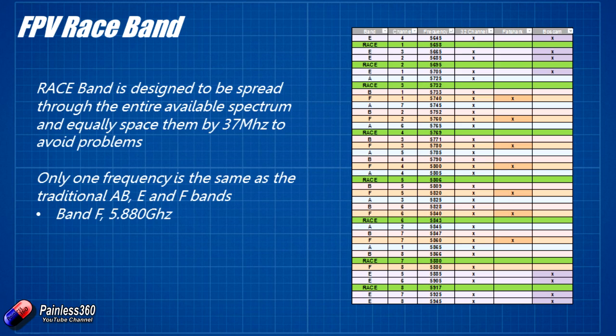Interestingly, there is only one overlap between these frequencies for the race band and the more traditional A, B, E and F frequencies. Although some of them are very, very close indeed, and you might be able to pick them up by tuning your 32-channel receiver to the nearest one, there is one that's the same. And race band 7 towards the bottom is actually the same frequency, 5.88 gigahertz, as the F band 8th channel.